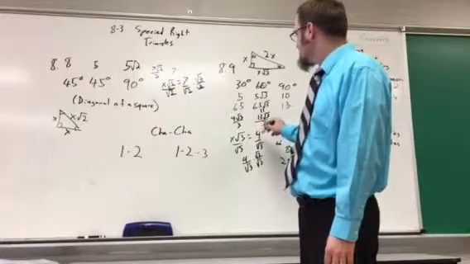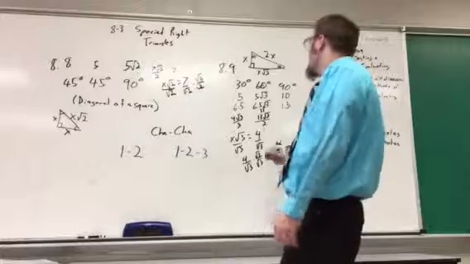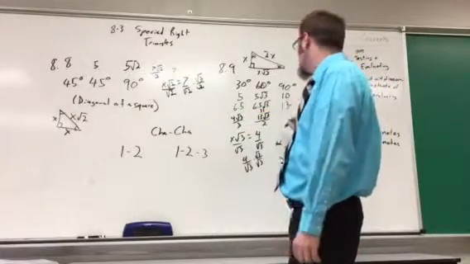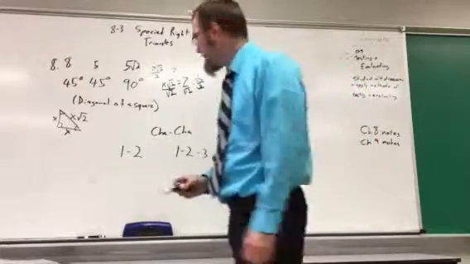Again, if my side opposite the 60 is 4, my side opposite the 30 is 4 square root of 3 over 3. And then I multiply that by 2 to get my hypotenuse, so that would be 8 square root of 3 over 3. Okay?